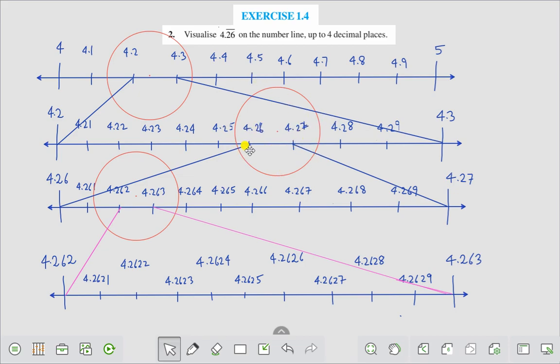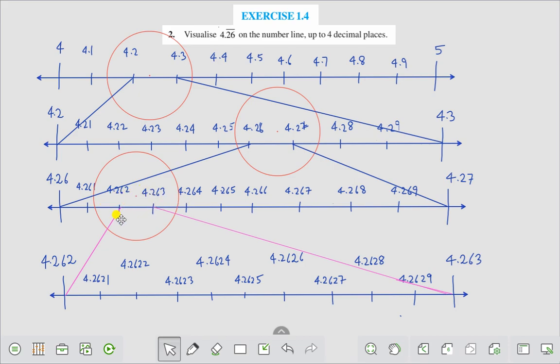If we magnify this one, we are getting 4.26, this is 4.27 and dividing into 10 equal parts, then we are getting 4.261, 4.262, 4.263, 4.264, 4.265, 4.266, 4.267, 4.268, 4.269. Right? Now here you see that this number up to 4 decimal places, 4.2626 lies between 4.262 and 4.263.